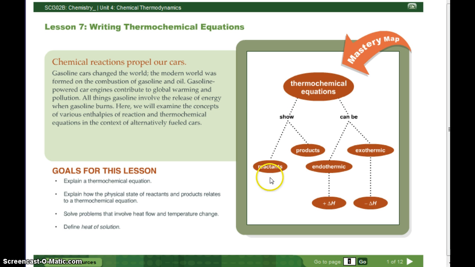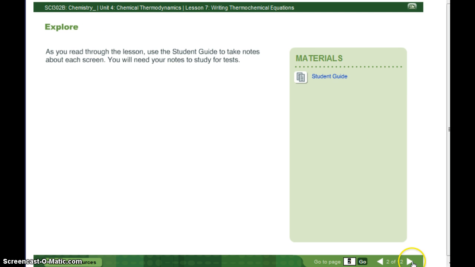Thermochemical equations show reactants and products. Thermochemical equations can be endothermic. So remember, endo means take heat in. And if you notice, now they have another definition: it's a positive delta H. Thermochemical reactions can be exothermic, or they let heat out. Another way of saying that is it's a negative delta H. And you can get the study guide from slide 2.